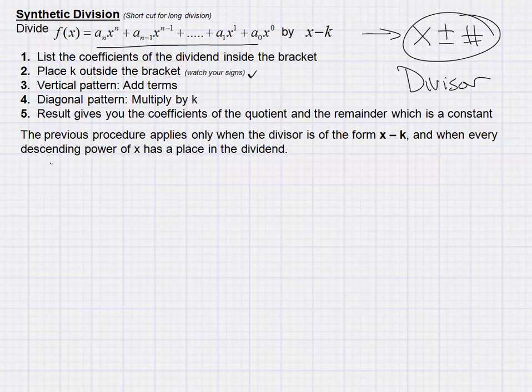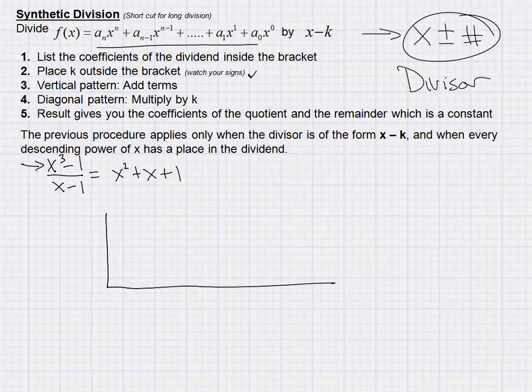If I do the same problem I just did, if I take x cubed minus 1 and divide it by x minus 1, that's what I want to do. We already know the answer is x squared plus x plus 1, and we did that through long division a second ago. Now I'm going to do it through synthetic division. So I'm going to do an upside down division bracket. I'm going to place the coefficients for my dividend inside. The first coefficient is a 1, that's in front of the x cubed. There is no x squared, so the coefficient there is a 0. The coefficient for the x to the first is a 0, and the constant is a negative 1.